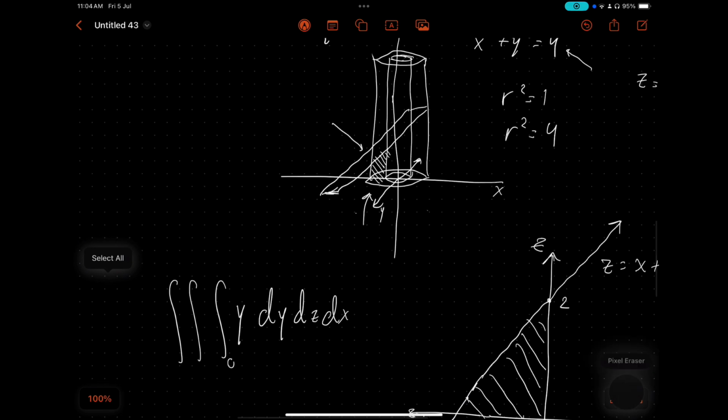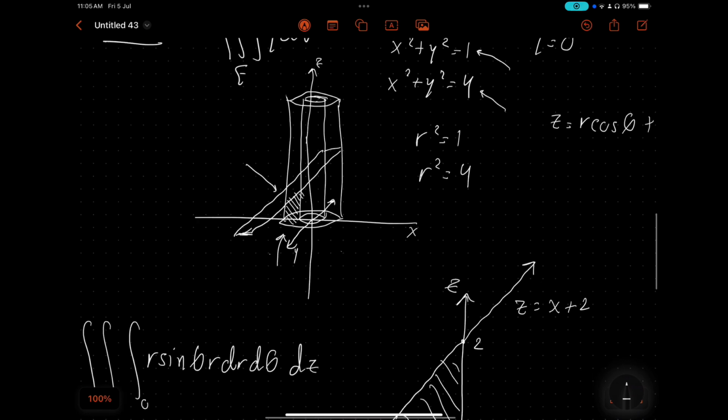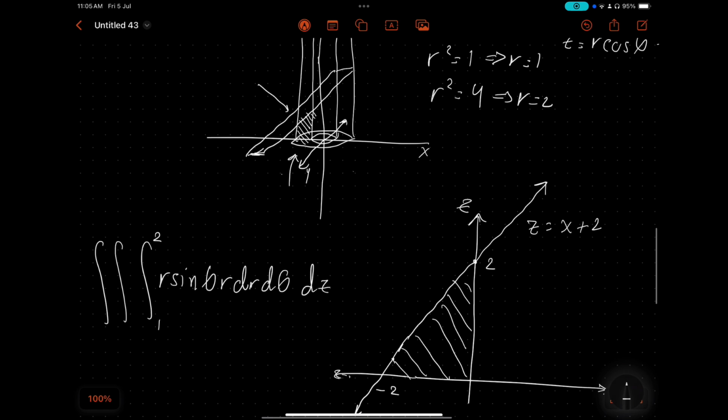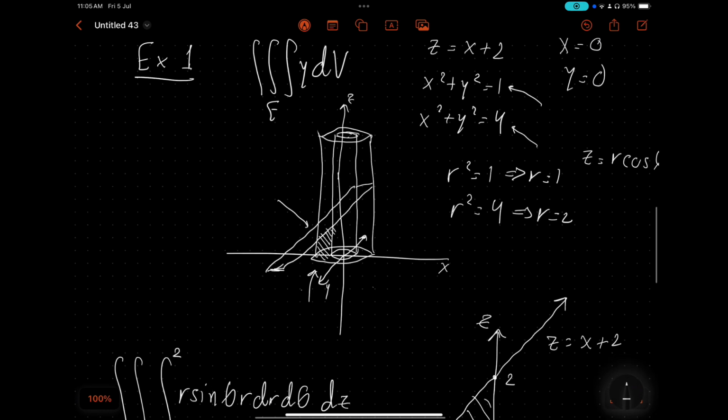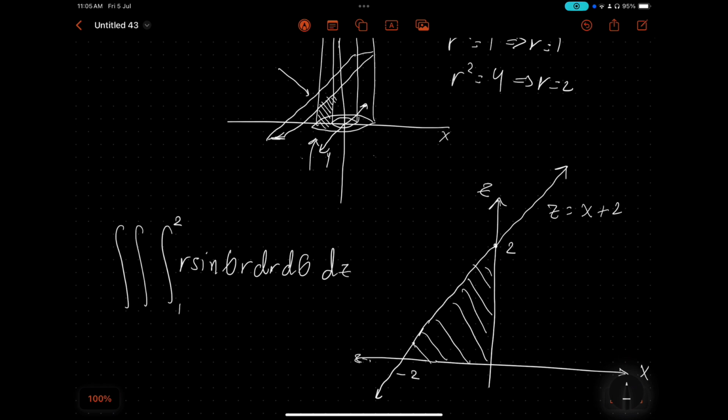So basically we do not need to do that. We can just convert into cylindrical, because we are discussing cylindrical, so dr d theta dz. Now for the r, here we have r equals 1, r equals 2, so the r is going to go from 1 to 2. Now for the theta, we're going to include also this volume since the plane extends to that.